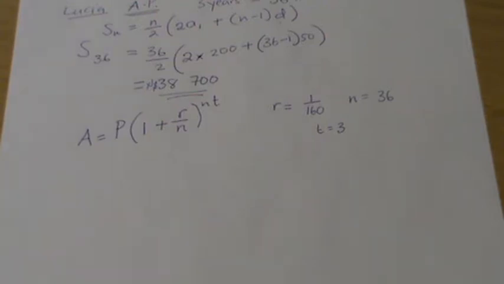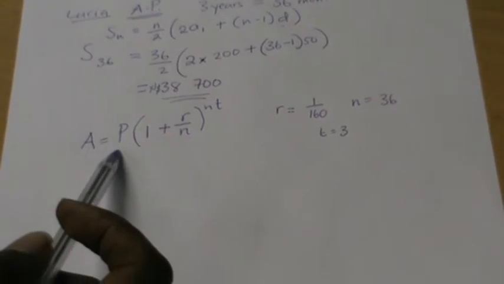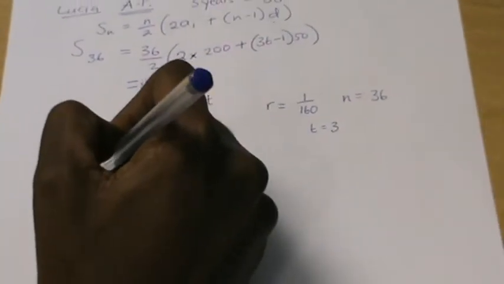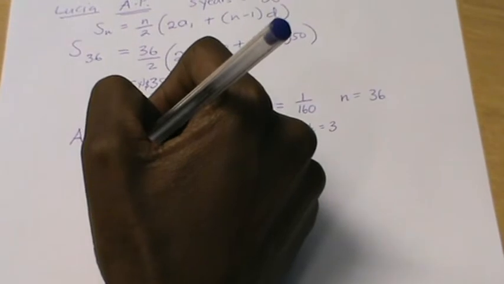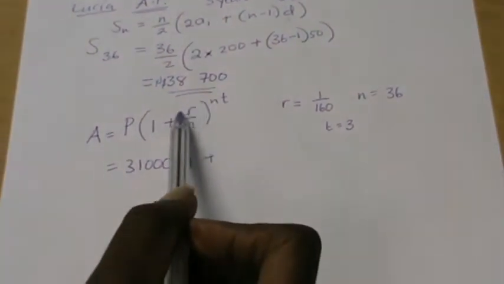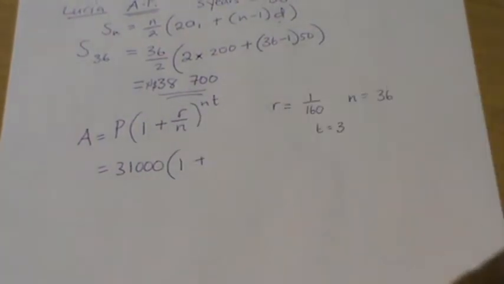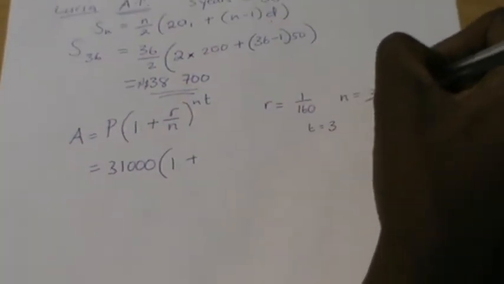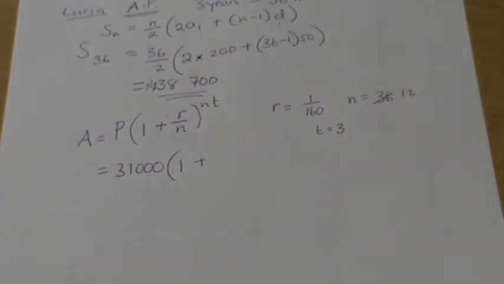Okay, so we need to substitute them. I see now that I've written things in a way that might be confusing, but I hope when I substitute them it'll make some sense. Now we know that P is our principal, so we substitute the amount that is invested. This is 31,000, and then here I have 1 plus R over N. Here I think I should have said N is 12 and not 36. Yeah, I think that makes sense.